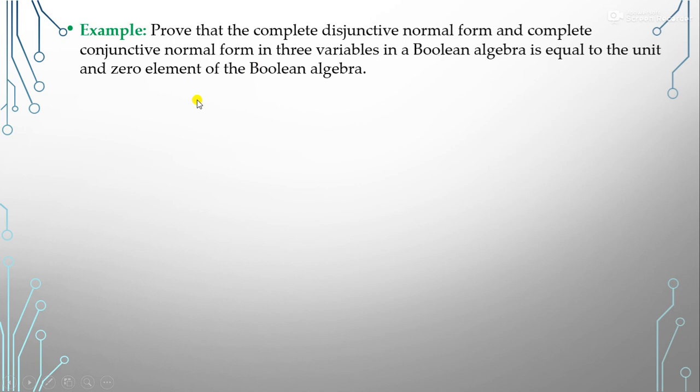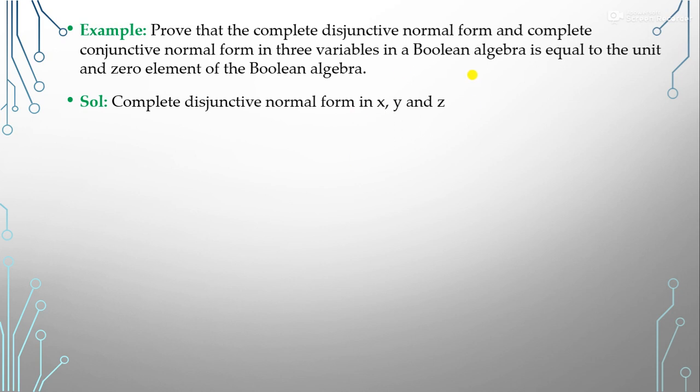So how can you prove this? First of all, what is the complete disjunctive normal form in xyz? Because here we take the three variables. So what is the meaning of complete disjunctive normal form? Complete disjunctive normal form means that you have to take all terms.